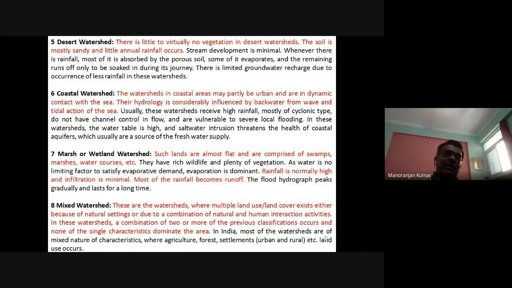Okay, and in India generally the mixed watershed is found. These are watersheds where multiple land use or land cover exists, either because of the natural setting or due to a combination of natural and human interaction activities. So in this watershed, a combination of two or more of the previous classifications occurs, and none of the single characteristics dominate the area. In India, most of the watersheds are of mixed nature, where agriculture, forest, settlement, etc., land use occurs. So in India, most of the watersheds are mixed watersheds.